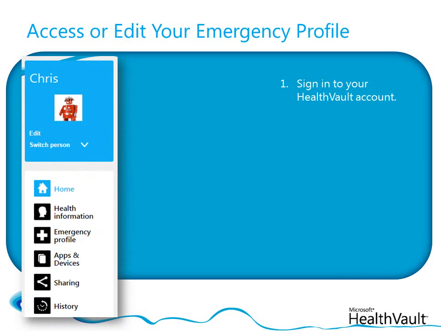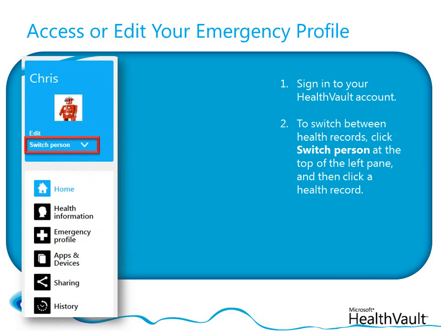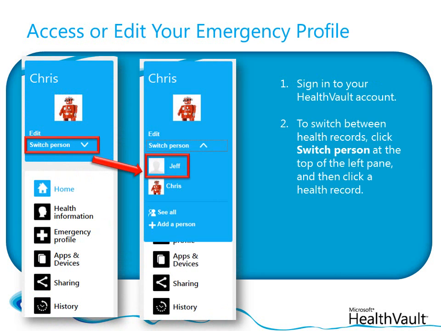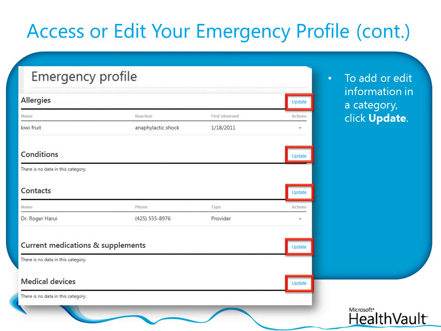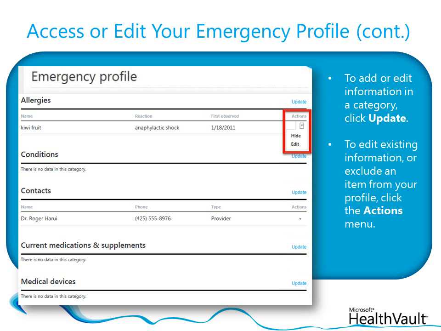You can access the emergency profile for a particular health record at any time you're signed into HealthVault by clicking Switch Person at the top of the left pane, switching to the health record, and then clicking Emergency Profile in the left pane. The emergency profile information is shown in the lower half of the page. If you need to add or change information in any categories in the emergency profile, click Update next to the category name, and if you want to edit an existing piece of information in the emergency profile, or if you want to exclude a particular piece of information from the emergency profile, click the Actions arrow next to its entry, and then choose the option that you want.